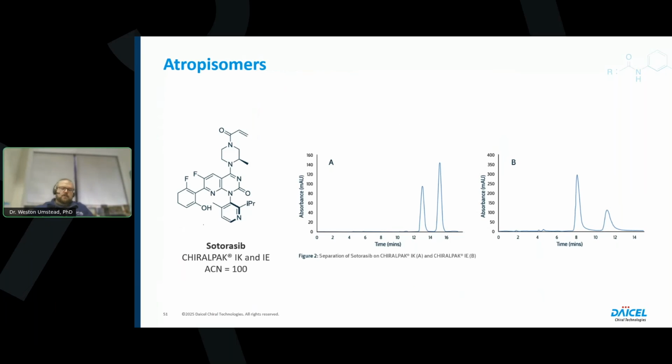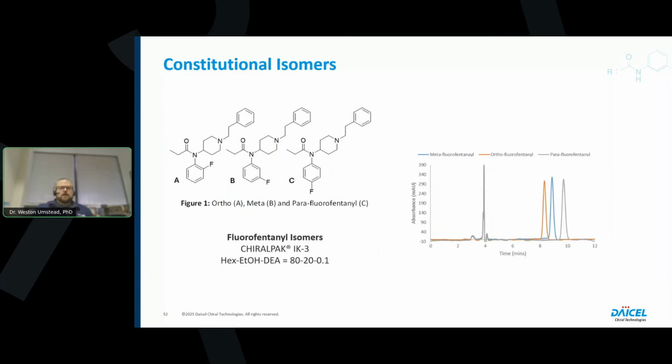Atropisomers, I talked about those. You're talking now about a rotational axis of symmetry as opposed to a traditional chiral center. Your axis of rotation is located in cetorazib here, between this CN bond. You've got two different conformations of the isopropyl group, being either here on the outside or on the inside, separating here nicely on IK or on IE using 100% acetonitrile. So not just separating traditional chiral pairs, but also things like atropisomers.